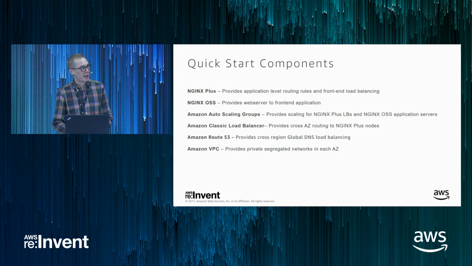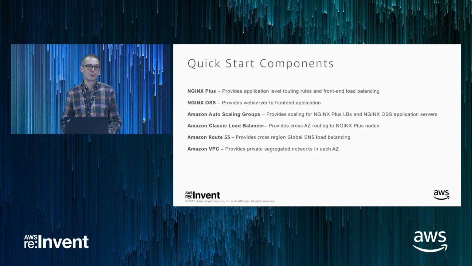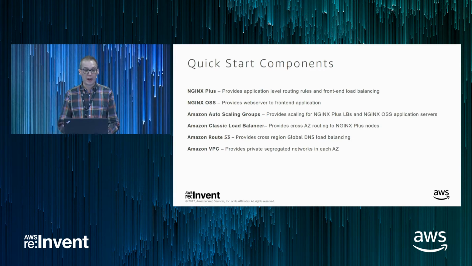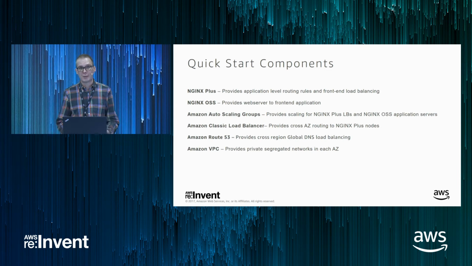So here is how it breaks down. We have NGINX Plus, that is providing the application-level routing rules and front-end load balancing. Behind that, we have NGINX Open Source that is acting as a web server and an application server, serving the application that is going to be behind the load balancer. And then we are also leveraging the auto-scaling groups for not only the NGINX Plus load balancer, but also for the application servers behind the load balancer.